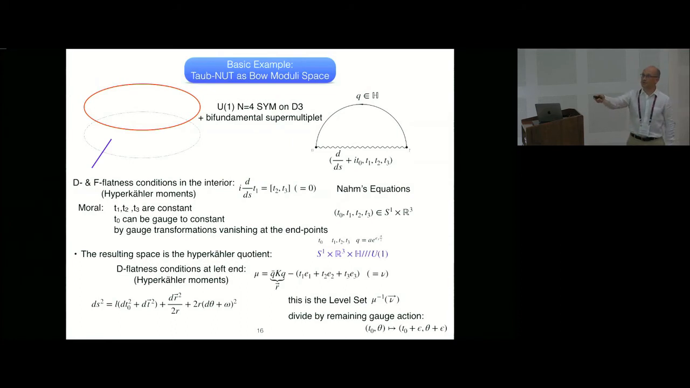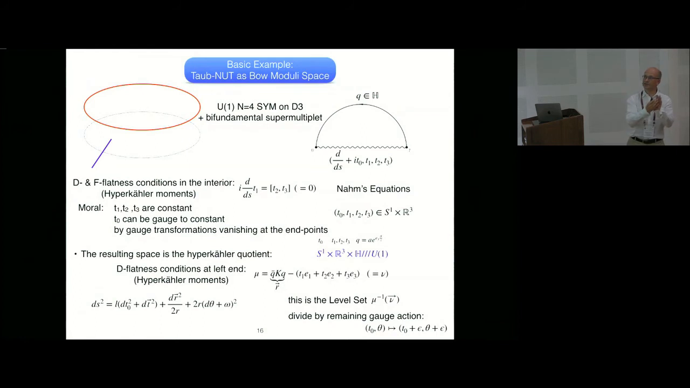Now, if you're in the bulk, you can impose your D and F flatness conditions, or in mathematical language, you look at hyperkähler moment maps under the gauge group transformations. And these are given by the Nahm equations. So the derivative of T1 is the commutator of T2, T3, and the derivative of T2 is the commutator of the other two, and so forth. And because they're all U(1), they commute with each other. So the derivative of each T is 0. Well, that means that you have 3 T's which are constant. So T1, T2, T3 gives you a point in R3.